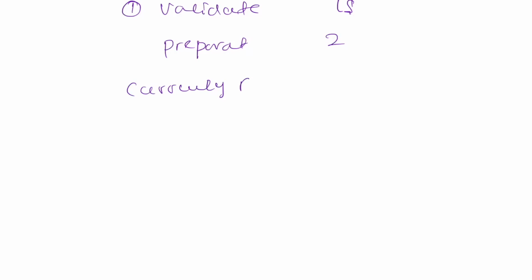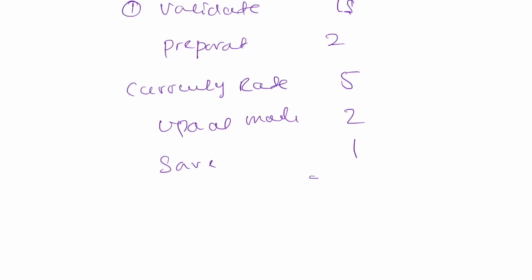Let's say we have a process which has 5 steps. Validate data takes 1 second, and preparation takes 2 seconds. I understand there can't be processes like that, but just to understand. Currency rate takes 5 seconds. Update model takes 2 seconds, and saving to the database takes 1 second. So altogether we have 11 seconds of processing.